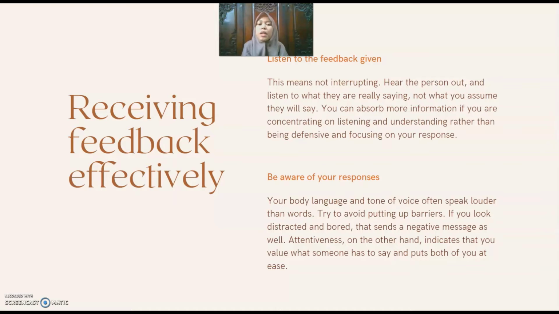Next is be aware of your responses. Your body language and tone of voice often speak louder than words. Try to avoid putting up barriers. If you look distracted and bored, that sends a negative message as well. Attentiveness, on the other hand, indicates that you value what someone has to say and puts both of you at ease.